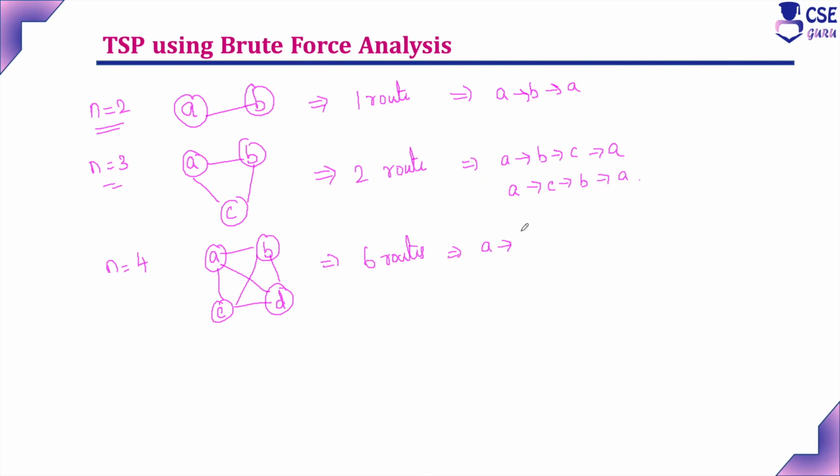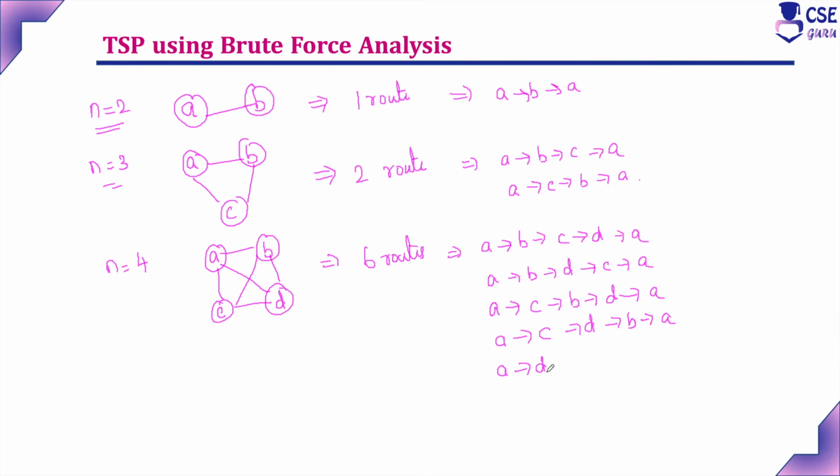How? That is A to B, B to C, C to D and D to A; A to B, B to D, D to C and C to A. This is one possibility. And through C: A to C, C to B, B to D, D to A and A to C, C to D, D to B, B to A. And through D: A to D, D to B, B to C, and C to A; A to D, D to C, C to B, B to A. So the possible routes are 6 routes.